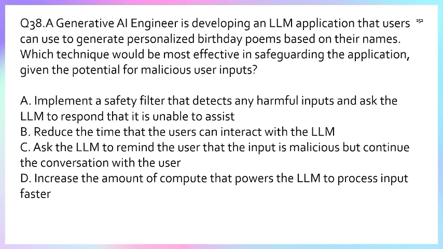So for this, option A: implement a safety filter that detects any harmful human input and asks the LLM to respond that it is unable to assist. This is the most direct and effective approach. A safety filter, also known as the moderation API or the guardrail, inspects users' input before it reaches the LLM. I already explained what the guardrail is. A guardrail is something which is used to filter your unwanted data.